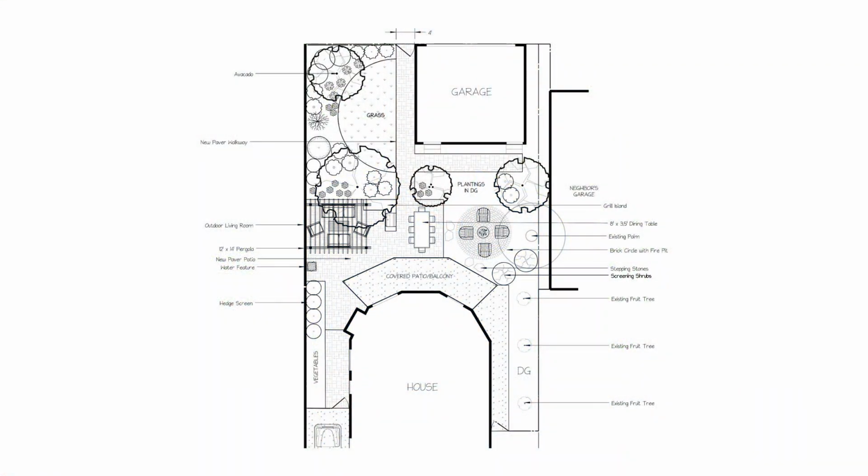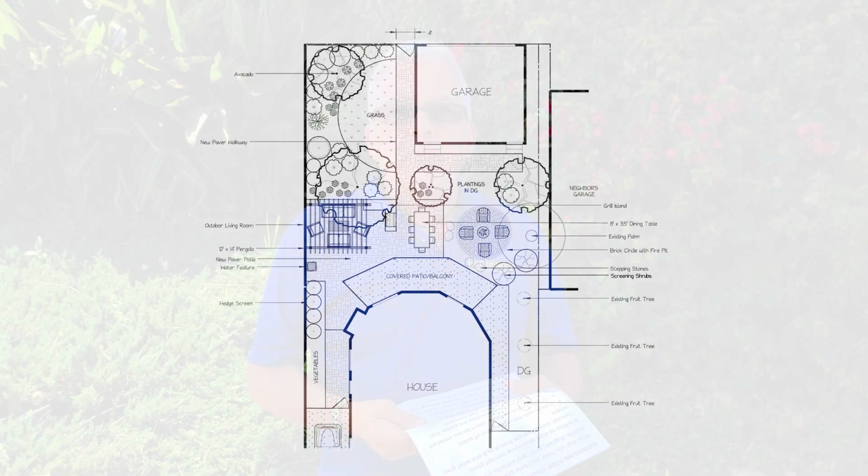So the concept drawing is really about the organization of space. It's about how you get from A to B and what goes where. And tempting as it may be to start thinking about plants at this point, it's still better to wait and get the design laid out. We're going to talk about how you lay out plants later in this video.